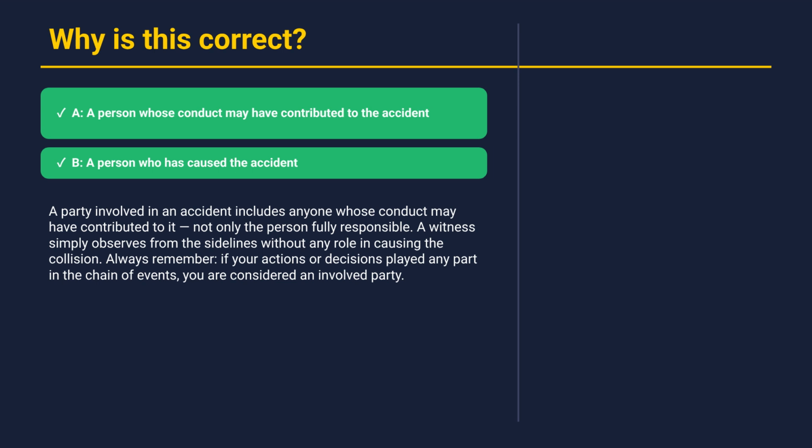A party involved in an accident includes anyone whose conduct may have contributed to it, not only the person fully responsible. A witness simply observes from the sidelines without any role in causing the collision. Always remember, if your actions or decisions played any part in the chain of events, you are considered an involved party. Alright, let's move on to the next question.